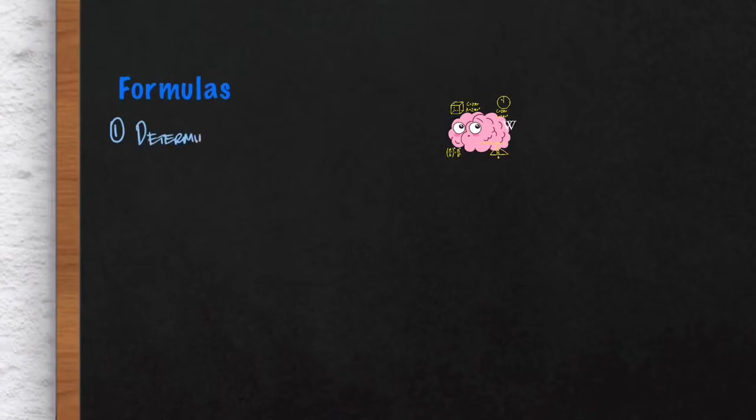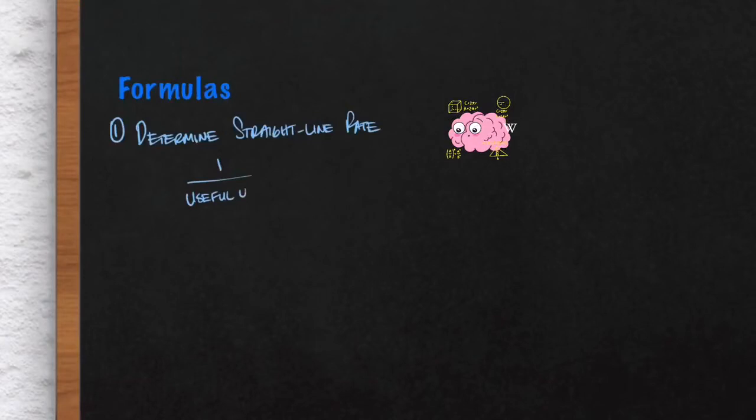Now the first step is to figure out what the straight line rate would be. In other words, if this equipment was being depreciated using the straight line method, what the rate would be. It's really easy to do that because you just put 1 over the useful life in years. For example, if the asset had a useful life of 5 years, it'd be 1 over 5. Or if the asset had a useful life of 20 years, it'd be 1 over 20.